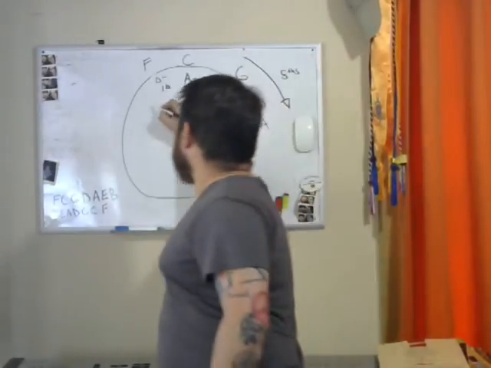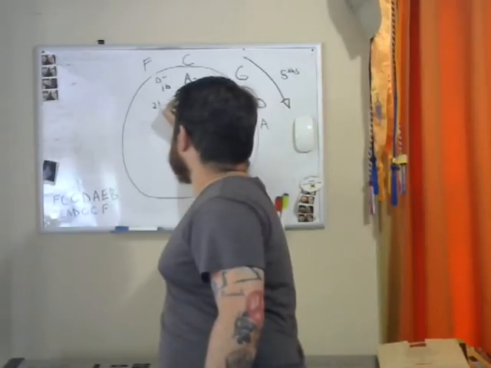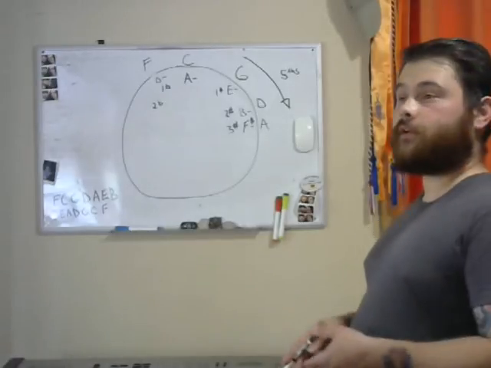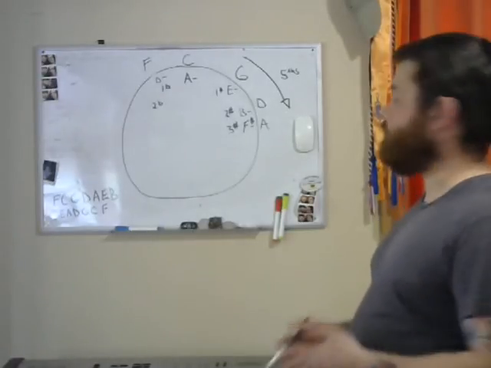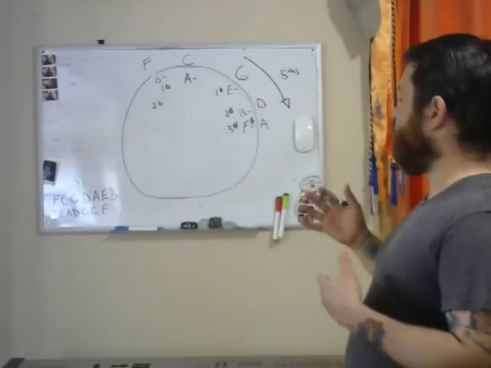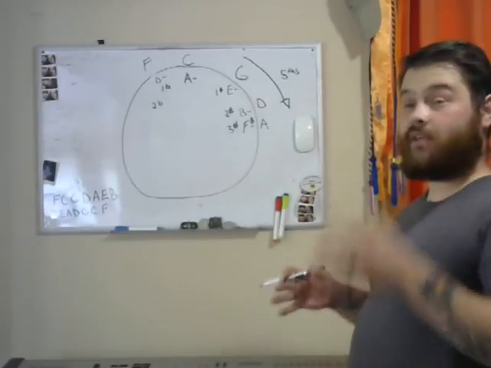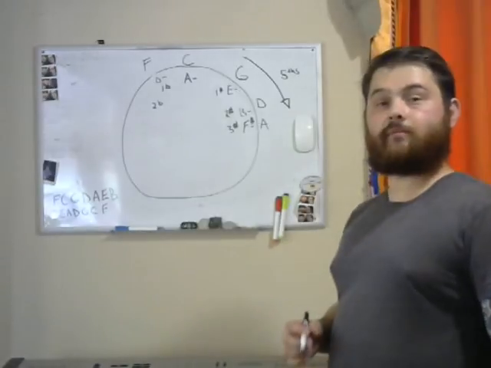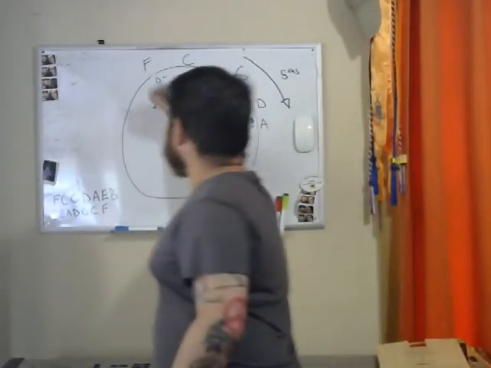Alright, now we'll go to 2 flats. And remember how our flats work, they work a little bit different. So you go second to last flat and that's your key. So for 2 flats, you have a B flat and an E flat. So B flat is going to be the major key.